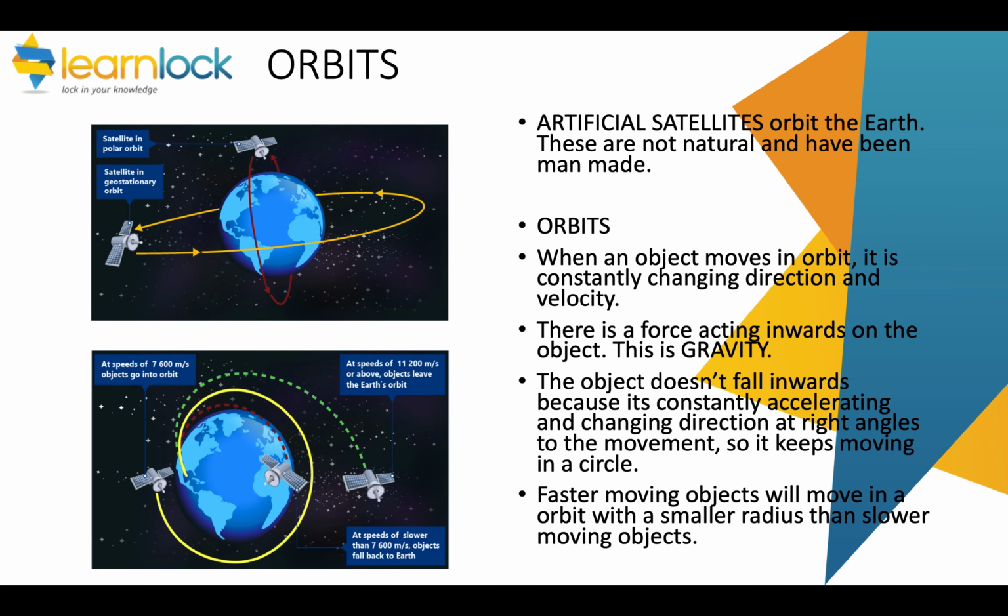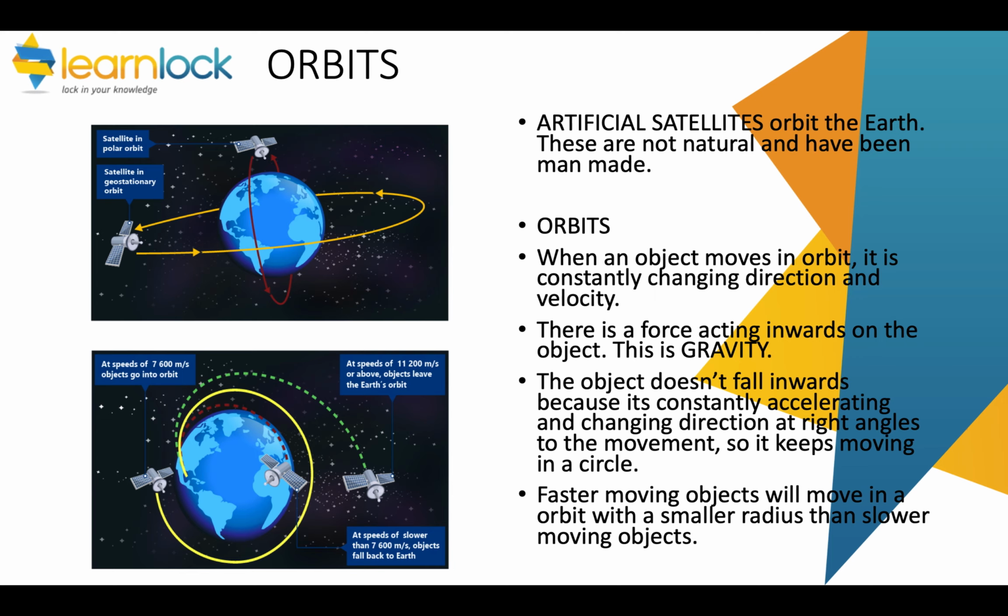So, more about orbits. We talked about moons. Moons are natural satellites, and artificial satellites are those that have been put there by humans. They're not natural. They might be used for things like GPS or weather, and they can be polar orbits or geostationary orbits, as shown in the diagram.